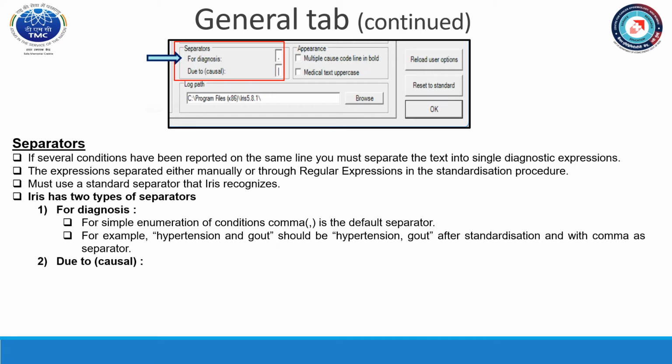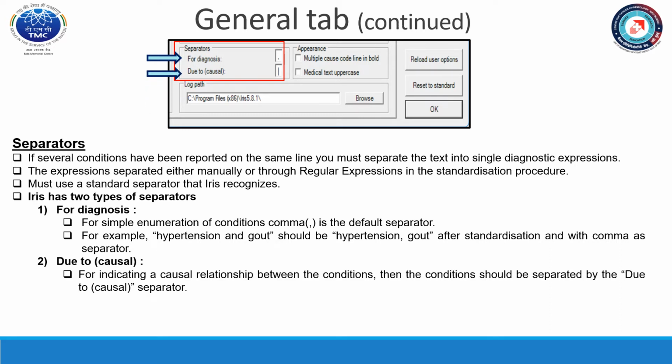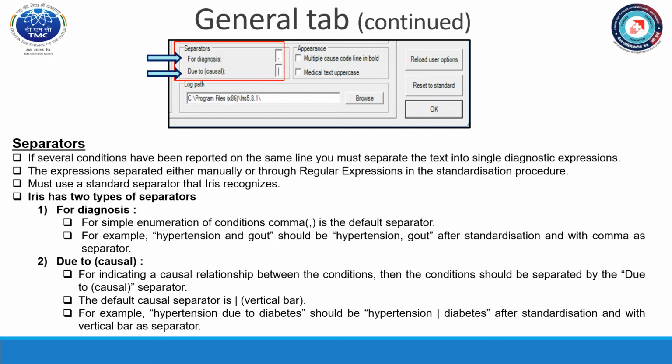Due to separator: if there is a stated causal relationship between the conditions, then the conditions should be separated by the due to causal separator. The default causal separator is the vertical bar. For example, hypertension due to diabetes should be hypertension vertical bar diabetes after standardization with the vertical bar as separator.